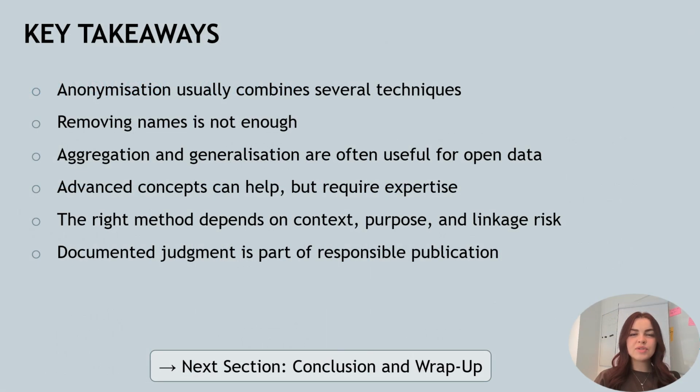This lesson introduced core anonymization methods. Suppression, masking, aggregation, and generalization are practical techniques that can reduce identifiability. More advanced concepts such as K-anonymity, L-diversity, and differential privacy show that anonymization can also be approached more formally. But the central lesson remains the same. Anonymization is context-dependent. Responsible publication requires risk assessment, usefulness testing, documentation, and approval.